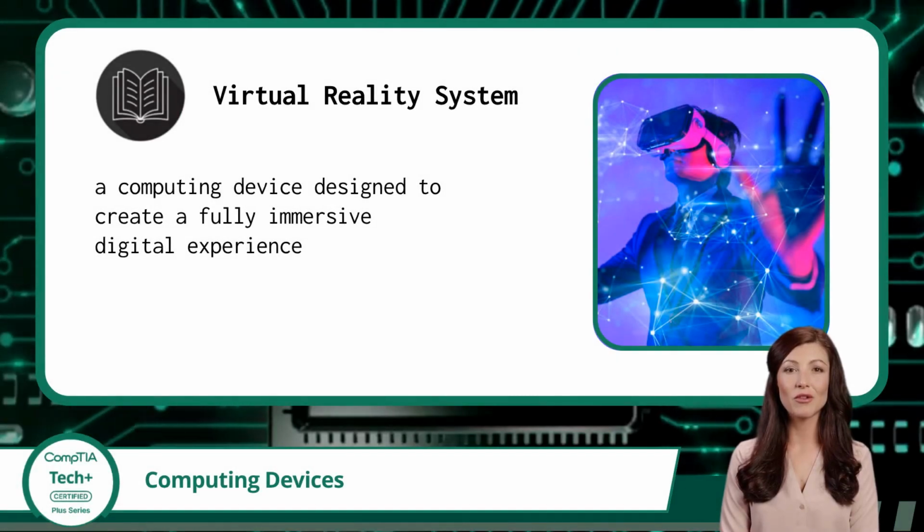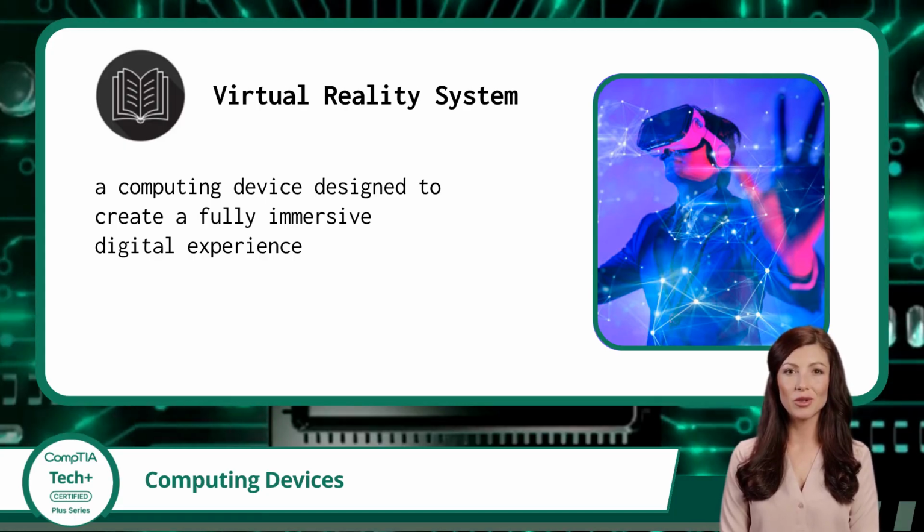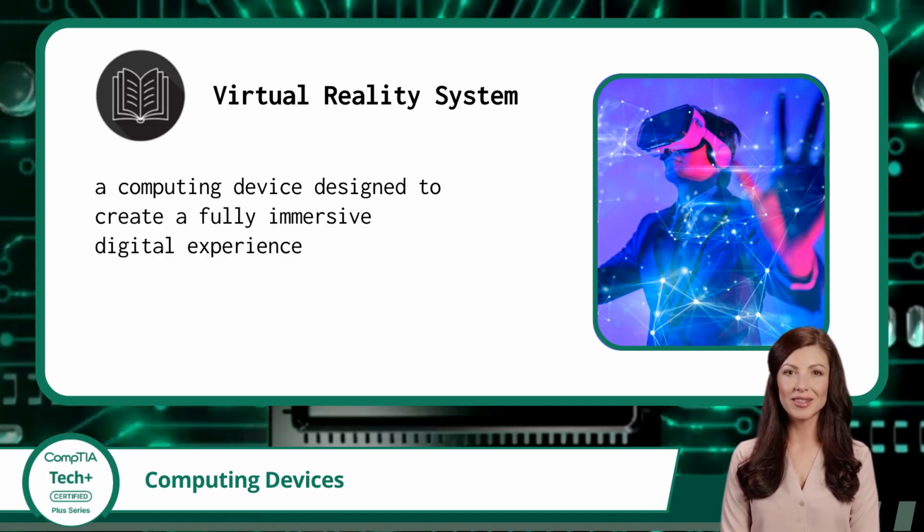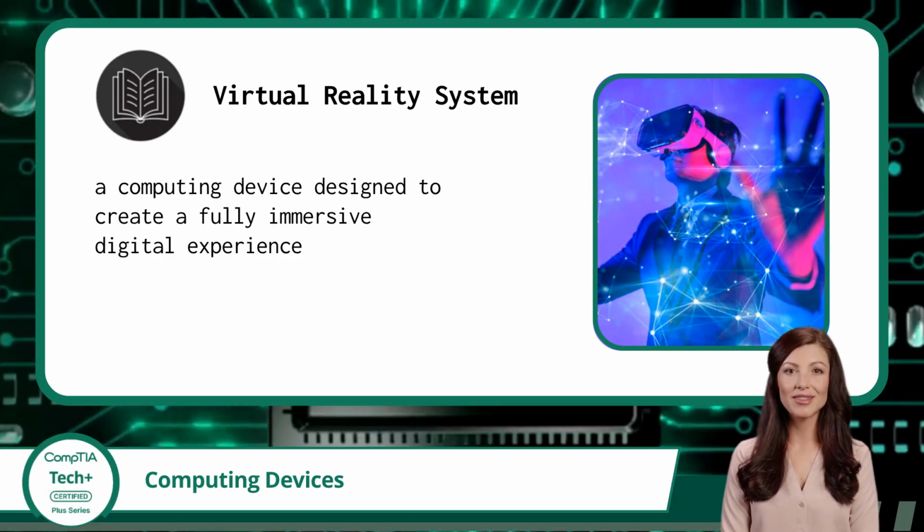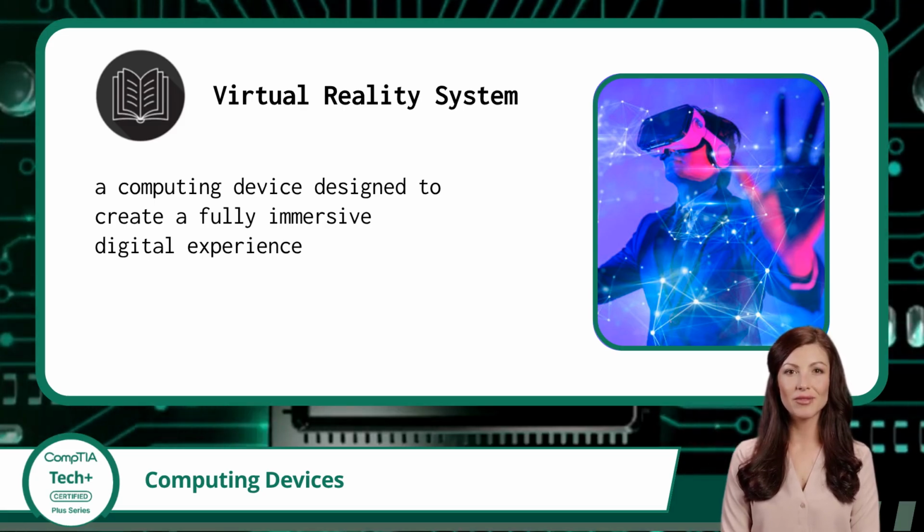Now let's talk about virtual reality systems. A virtual reality system is a computing device designed to create a fully immersive digital experience. It typically uses a headset with built-in screens and sensors to track head movement and simulate a 3D environment. These systems might also include hand controllers or motion tracking devices to interact with the virtual world. Virtual reality is often used for gaming, simulations, and training.